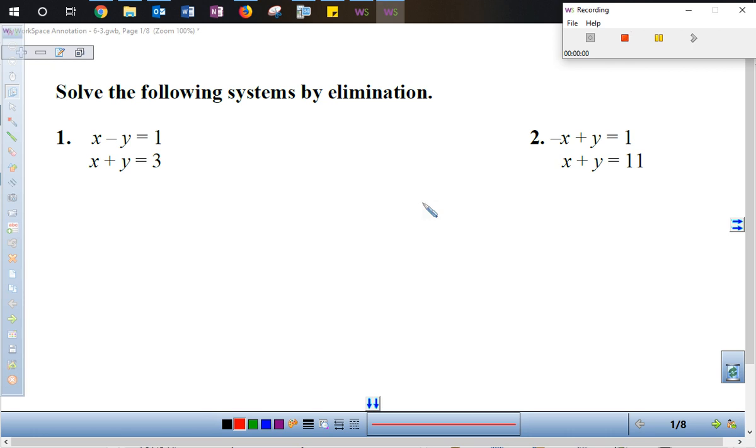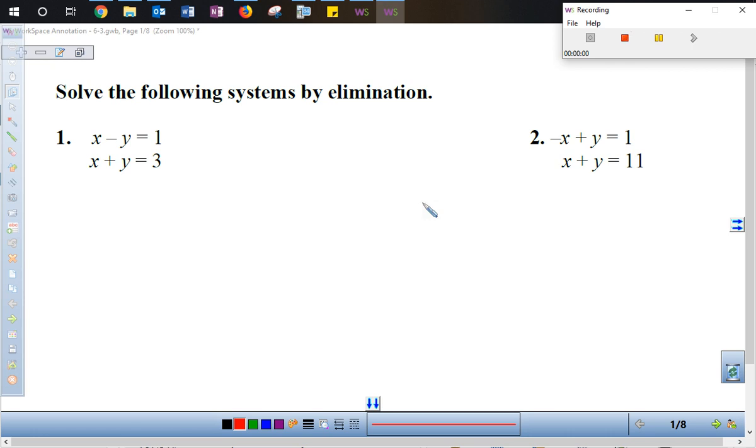Okay, today we're going to continue to solve systems of equations, but we're going to learn a new method. So far we've learned how to solve by graphing, and to solve by graphing you have to have a graph. And then we learned how to solve by substitution, and to solve by substitution you need to have one variable all by itself on one side of the equal sign. And now today we're going to learn about how to solve by the method of elimination.